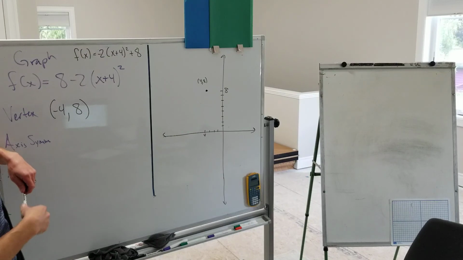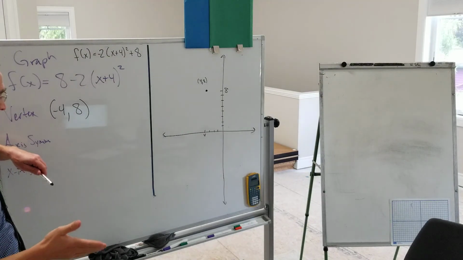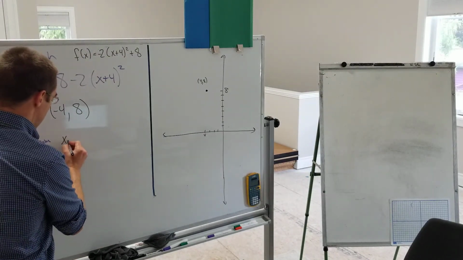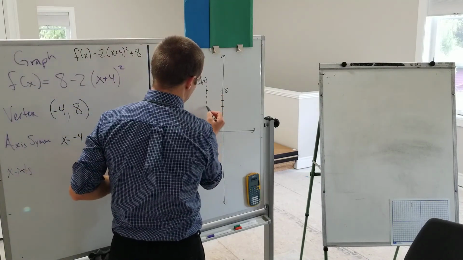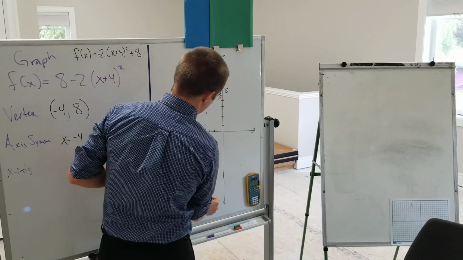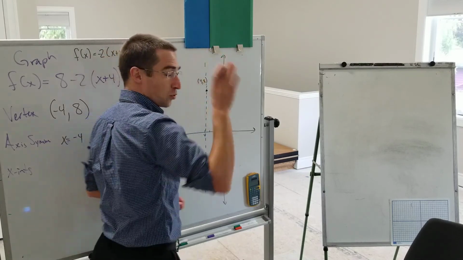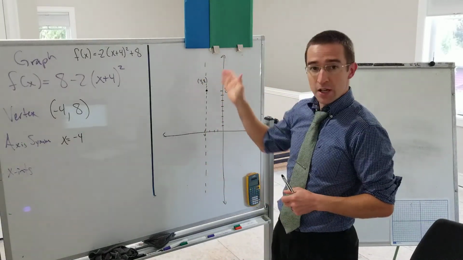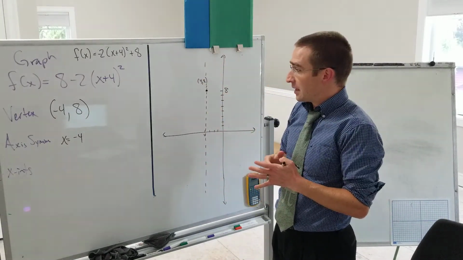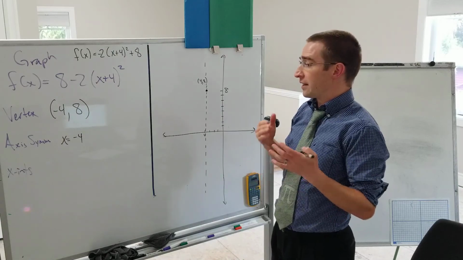All right. The axis of symmetry is always x equals the x number of the vertex. It's right here. The parabola is symmetric about the line that goes straight up and down through the vertex. So there's our axis of symmetry. We draw that with a dashed line. We also want to find the x-intercepts.